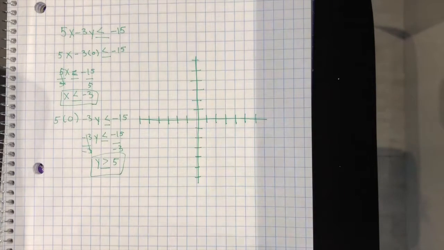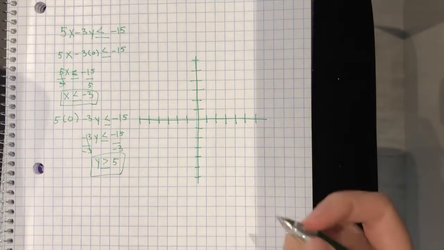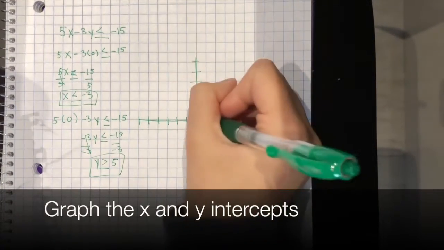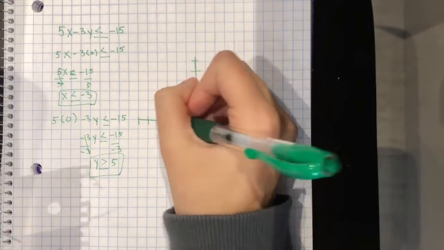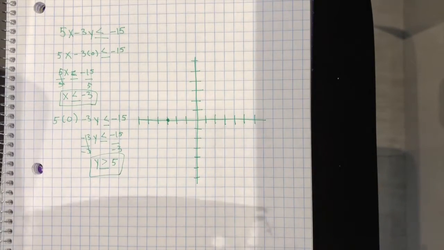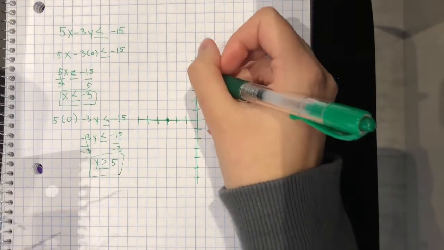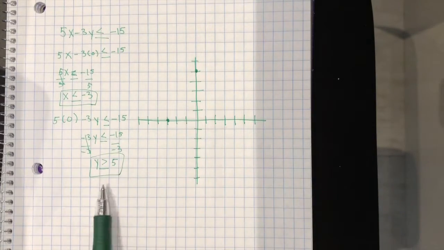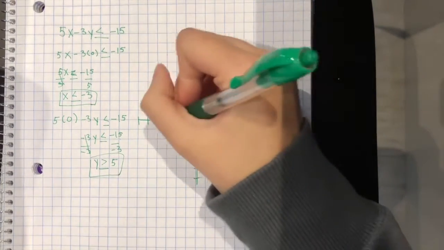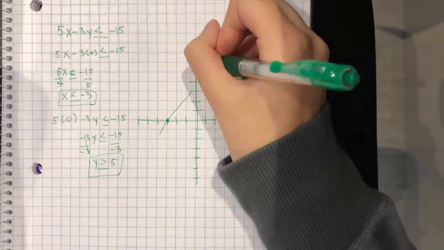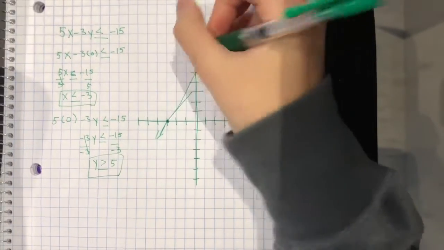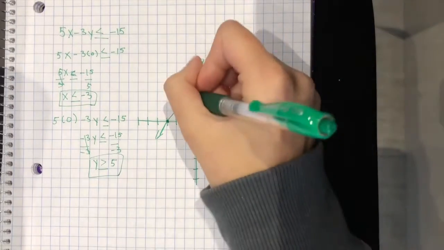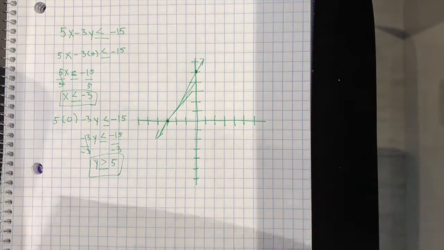So now that we have that, we're going to graph this by using the intercepts. We have negative 3 for x, so 1, 2, 3. And we have positive 5, so 1, 2, 3, 4, 5. And it's going to be a solid line as the sign has equal to in it. So let me draw the line. Sorry, not really straight, but now we just have to figure out which way to shade.